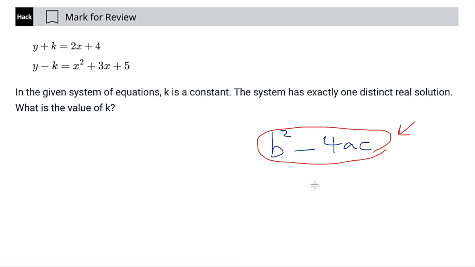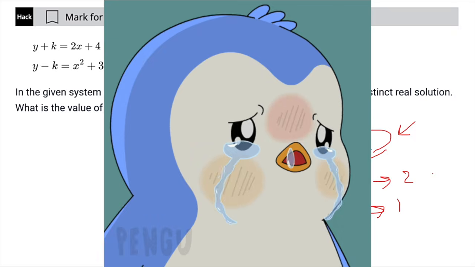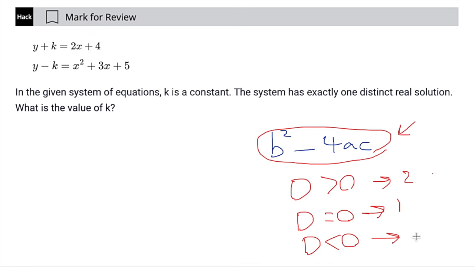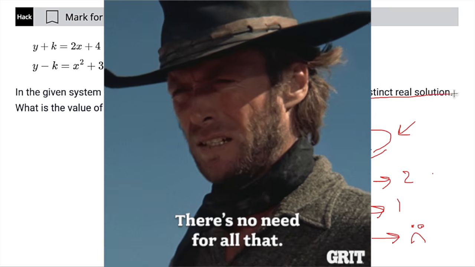Basically, we'll just say d for discriminant. If d is greater than 0, that means you have 2 solutions. If the discriminant is equal to 0, that means you have exactly 1 solution. And if the discriminant is less than 0, that means you don't have any solutions. Sad face. Here it says we have exactly 1 distinct real solution.